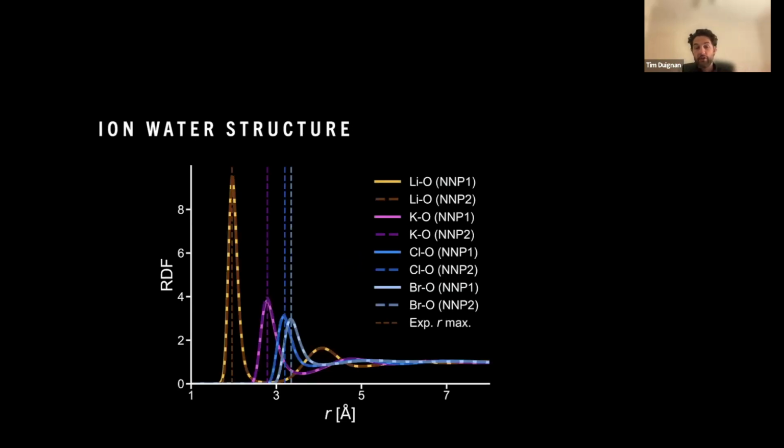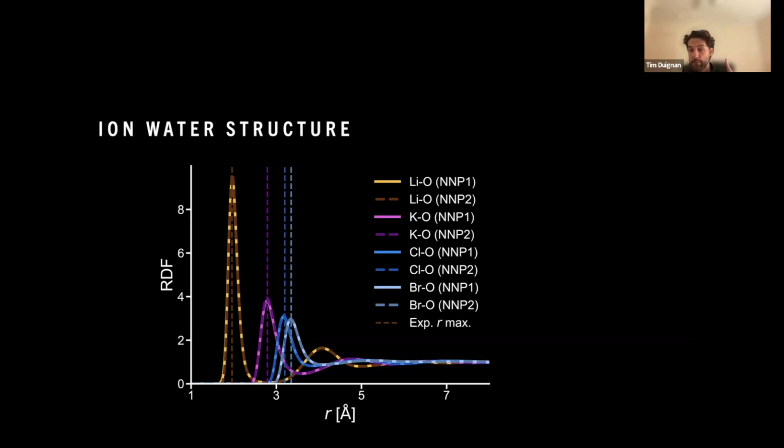Okay, then we can look at radial distribution functions. So radial distribution functions, the way to think of them is essentially just probability distributions, right? So these are the ion-oxygen, so the oxygen in the water, radial distribution functions. So it's just the probability of observing an oxygen at a given distance from our ion. So you can see the lithium-oxygen has the smallest distance because lithium is the smallest ion, and it has this very strongly solvated water shell. That's what the sharp yellow kind of brown peak is. And so you can see we're reproducing those nicely.